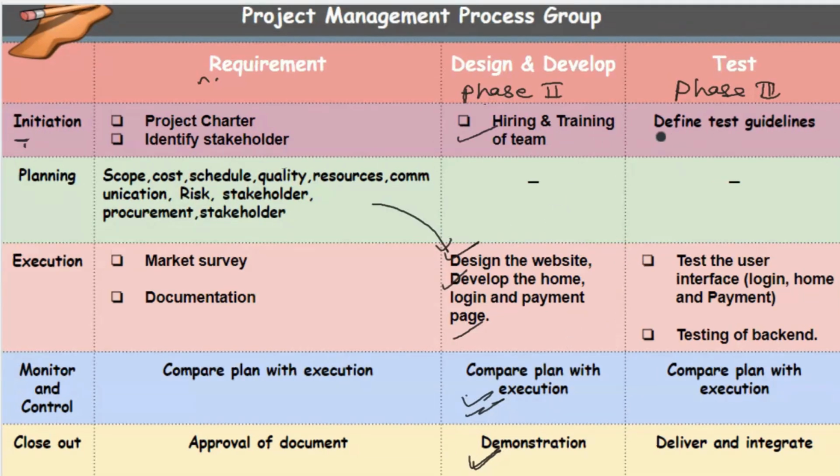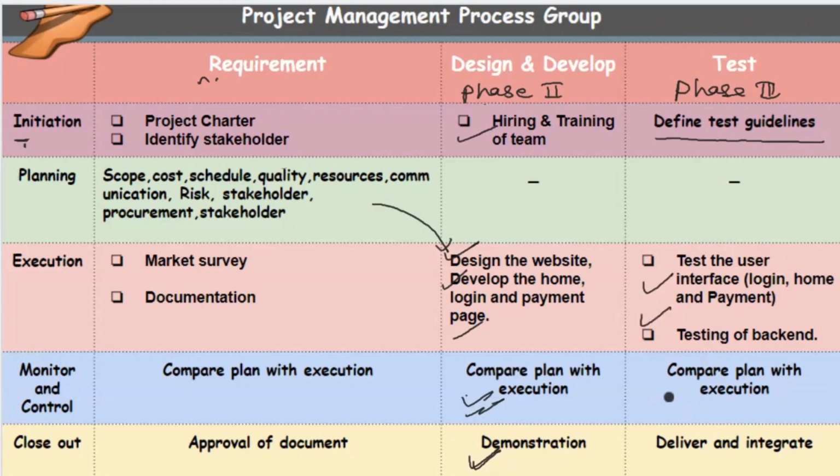In order to initiate the test phase, we define the test guidelines. And then in the planning phase, as I already told you, it is not necessary or mandatory to do a separate planning in every phase, so I'm not keeping any activity here. If you need, you can update your planning if you want to change anything which you have planned regarding the test phase. And then comes the execution phase, where your team is actually going to test the user interface and backend of the website, your product.